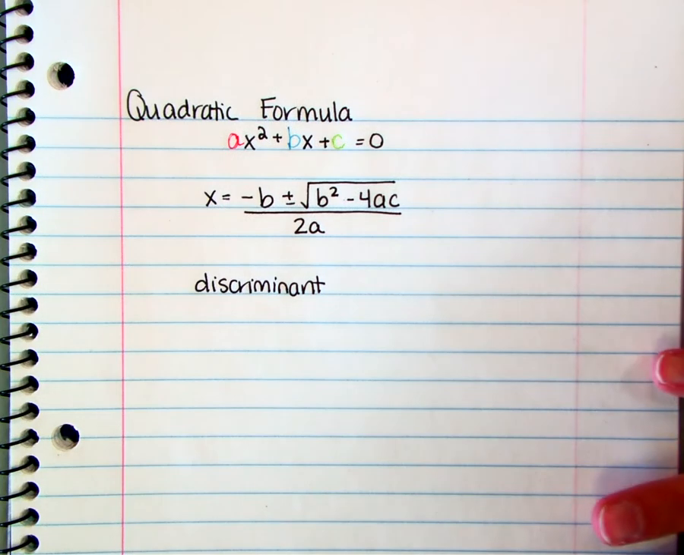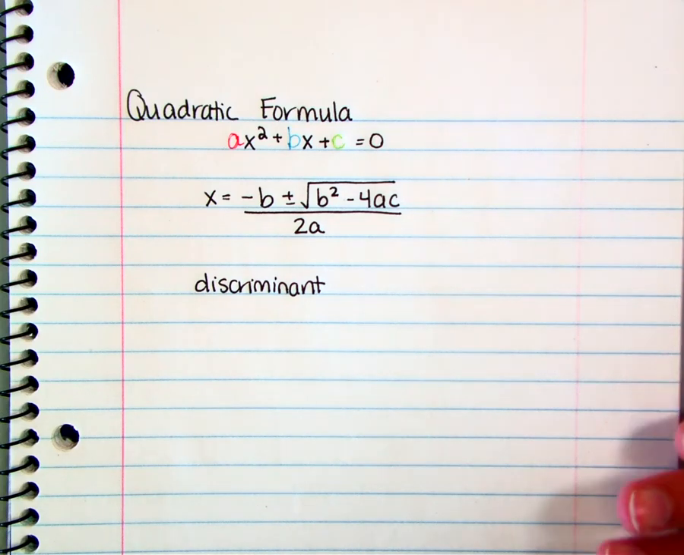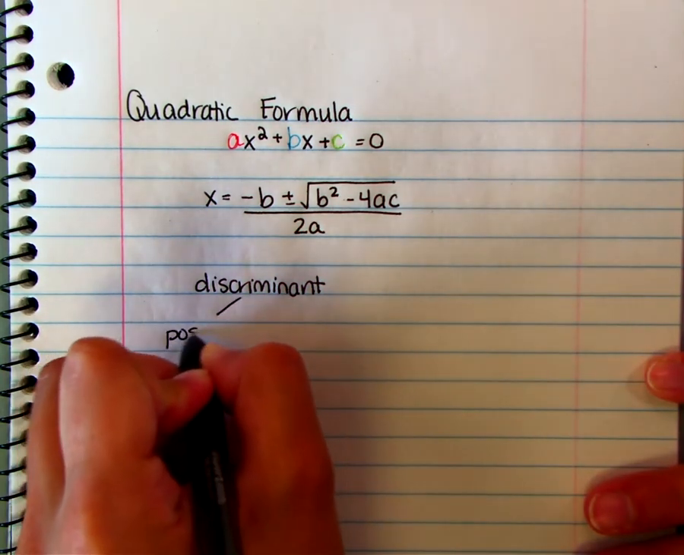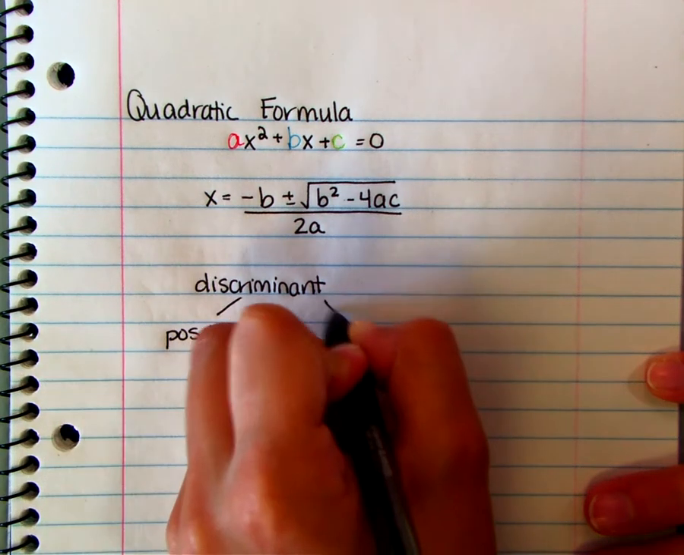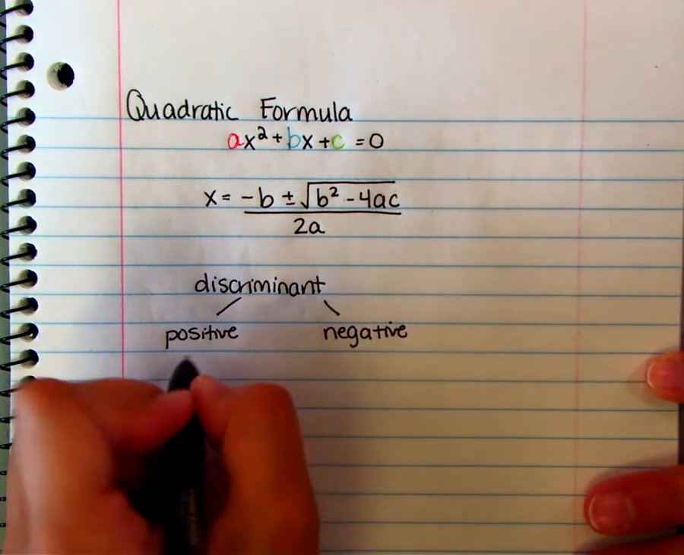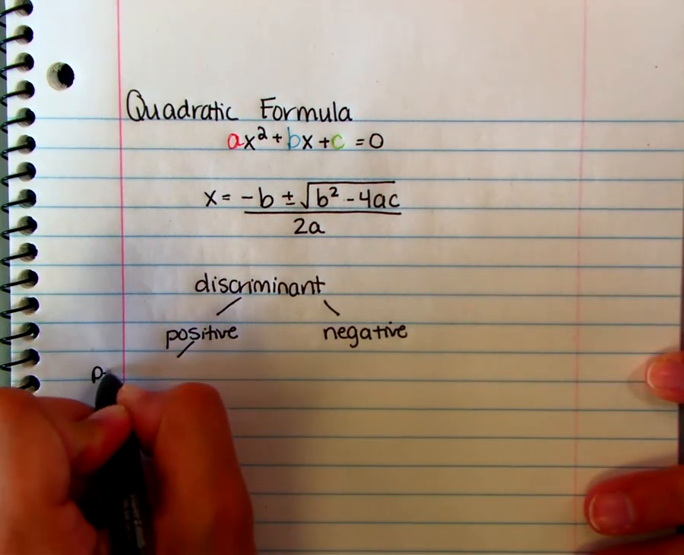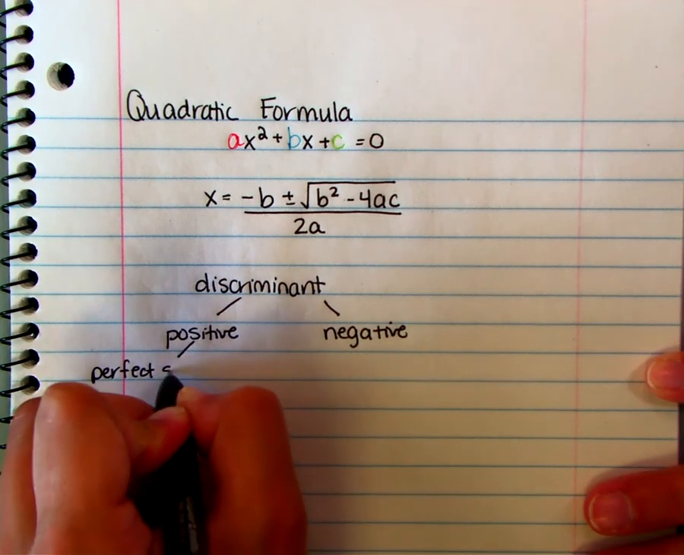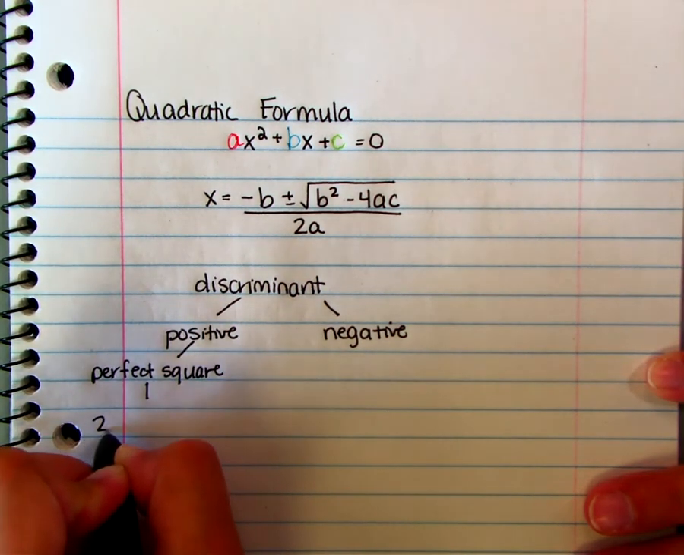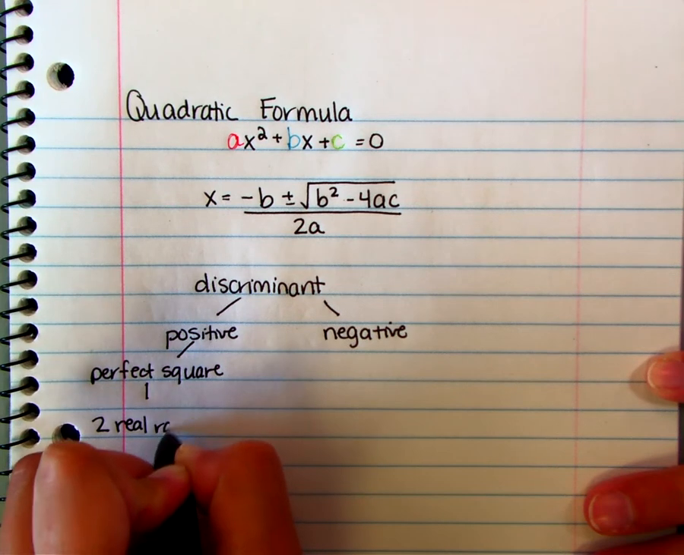It tells us how many zeros, how many roots, we're going to end up with, and what kind. Are they going to be real? Are they going to be imaginary? Is there going to be 1? Is there going to be 2? The first thing you need to ask yourself is, is the discriminant positive or negative? If it's positive, you then need to ask yourself, is it a perfect square? If you can answer yes to both of those, then you're going to have 2 real rational solutions.